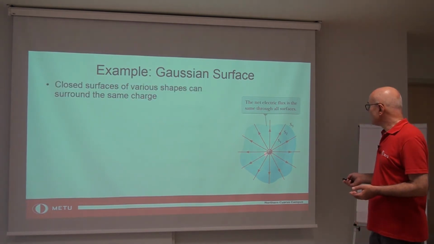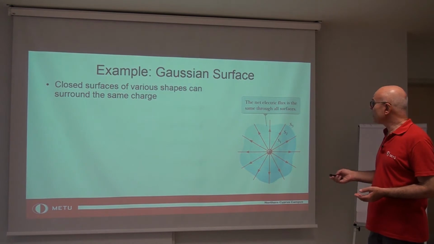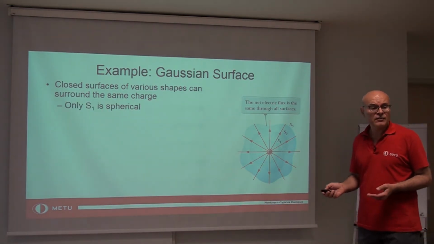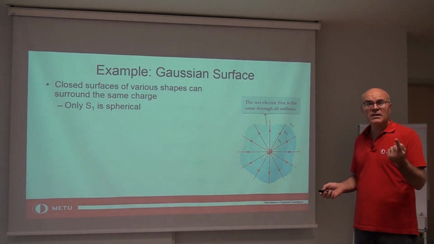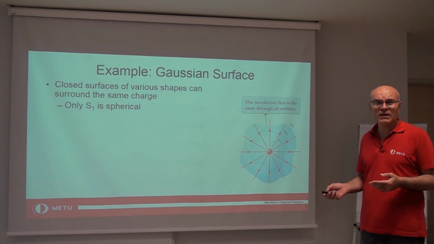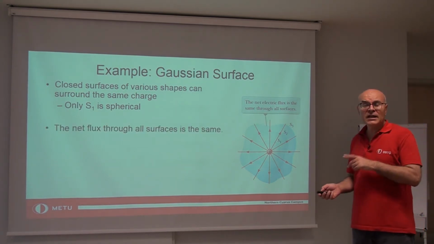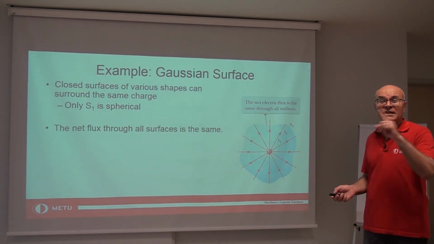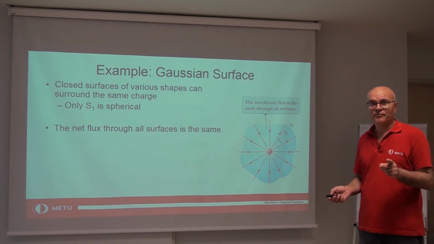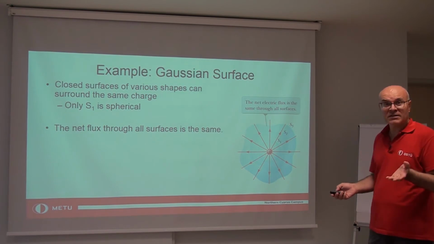We have a single point charge here, and we have several surfaces, S1, S2, S3, enclosing this charge. Now, S1 is the only regular surface, which is a sphere. The other surfaces are quite irregular. Now, according to Gauss law, the net flux through all these surfaces is the same. This is what Gauss law does.